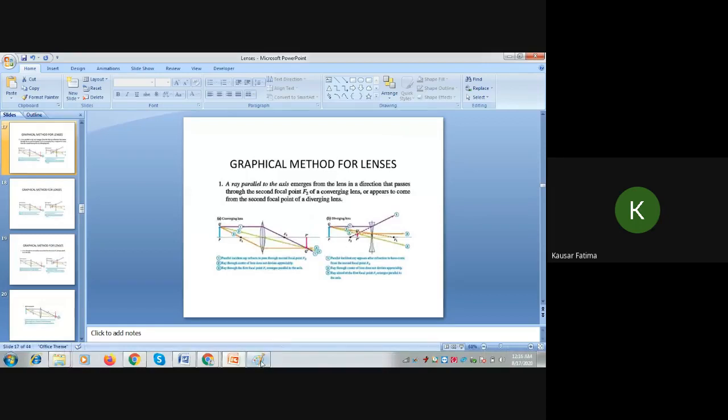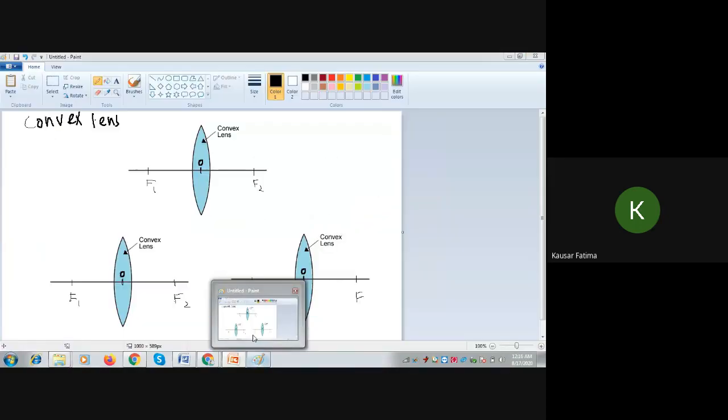We will draw the ray diagram here. Three lenses are shown here. So this is the convex lens, and this is F1 and F2 on the other side. First ray comes parallel to the principal axis. This central line is already drawn, the one which is parallel to the principal axis. What happens to this ray? After passing through the lens, it will pass through F2 on the other side, which means it will go this way.